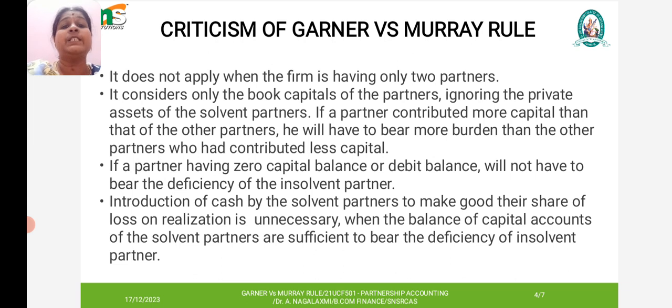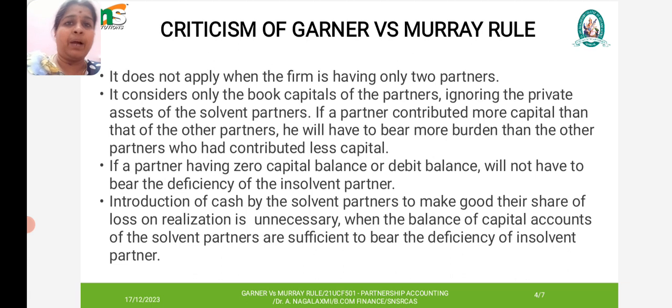The next criticism is that a partner having zero capital balance or a debit balance will not have to bear the deficiency of the insolvent partner. See, for an example, in this, Garner, Murray, Wilkinson. Wilkinson is an insolvent partner, and he is also having a debit balance, that is, a negative balance. So, he cannot bear the deficiency.